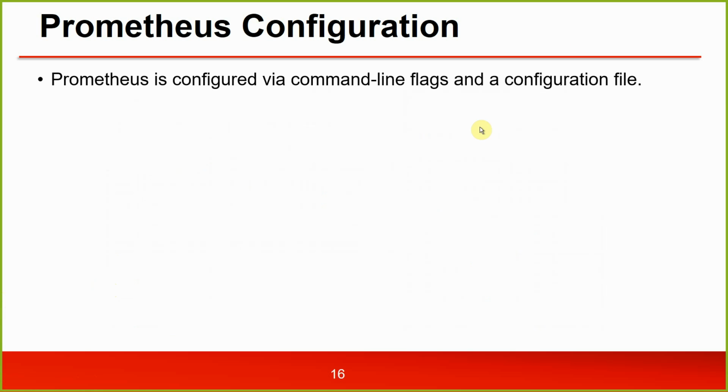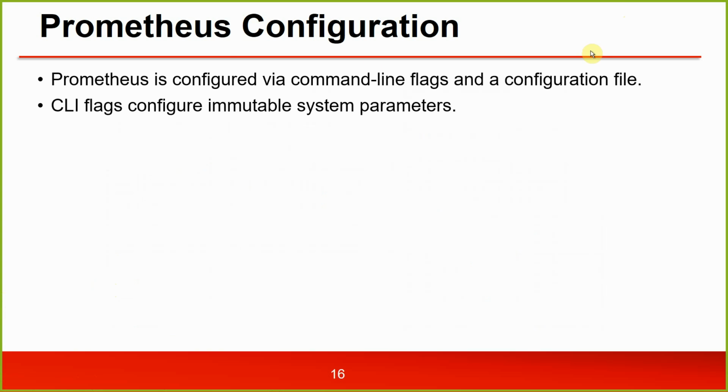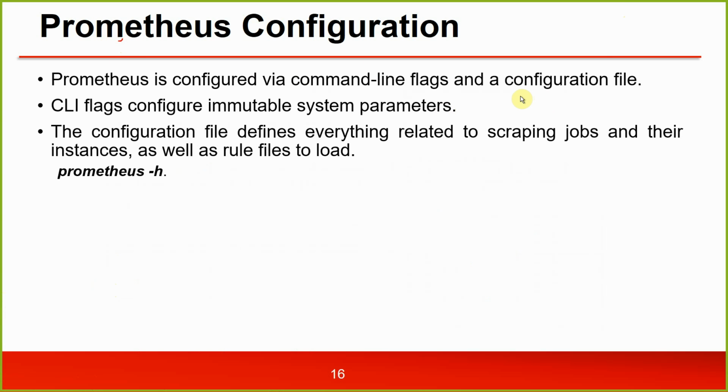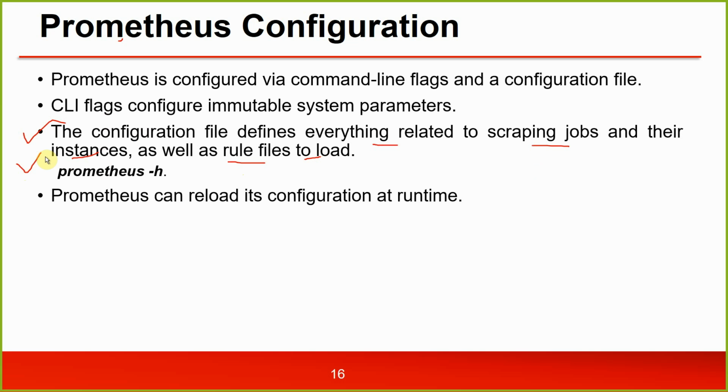Prometheus is configured via command line flags and a configuration file. The CLI flags configure immutable system parameters. The configuration file defines everything related to scraping jobs and their instances, as well as the rules files to load. You can see all of them using prometheus -h.